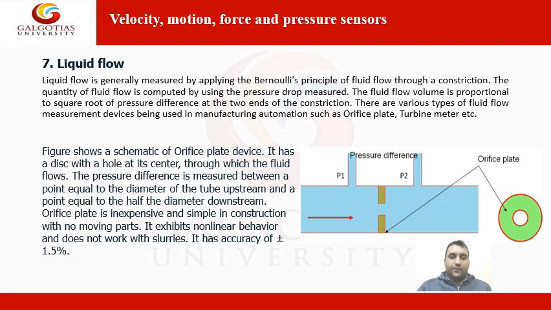This figure shows a schematic of an orifice plate device. It has a disc with a hole at its center, through which the fluid flows. The pressure difference is measured between a point equal to the diameter of the tube upstream and a point equal to half of the diameter downstream. Orifice plates are inexpensive and simple in construction with no moving parts. They exhibit non-linear behavior and do not work with slurries. They have an accuracy of plus or minus 1.5%.